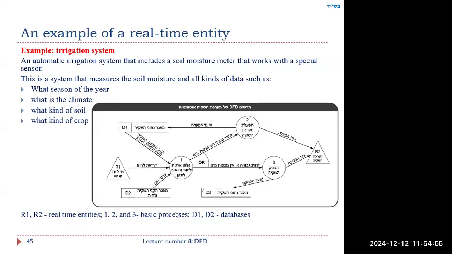1, 2, and 3 are basic processes. Indeed, right here we write on the line. We're going to write for the real-time entity what is the data. It is the moisture level. Here Google didn't go to the picture. Google's limit. It couldn't actually go into the picture and translate for me. So I didn't translate it, but this means the moisture level. That's the information that's coming into this system to decide whether to do this or to do that. As an or relationship. We'll see that later.